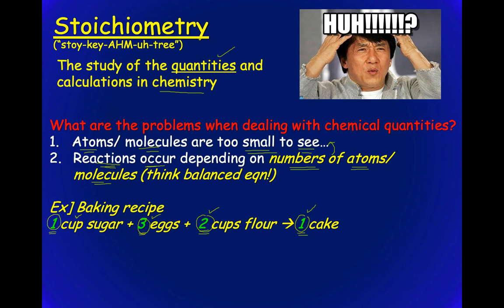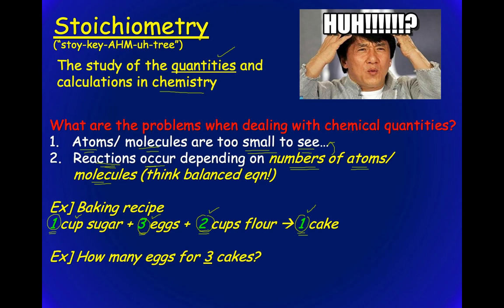Now what do you do? Or what do you do if you have only 2 eggs? Or what if you wanted to make 2 cakes? How much flour would you need to make 3 cakes? Or if you had 5 cups of sugar, how many cakes could you make? All of these different types of questions are the ones we would go through in quantities, and we can end up solving them.